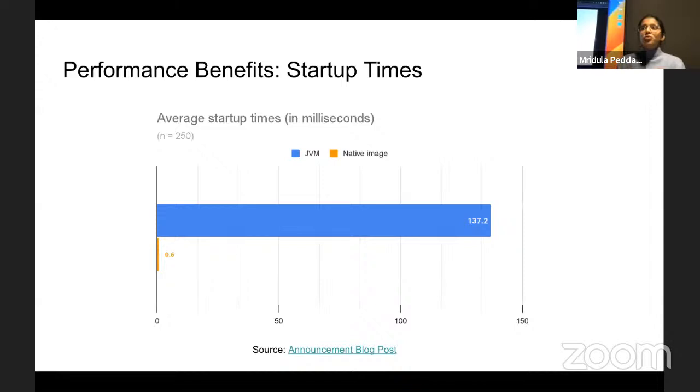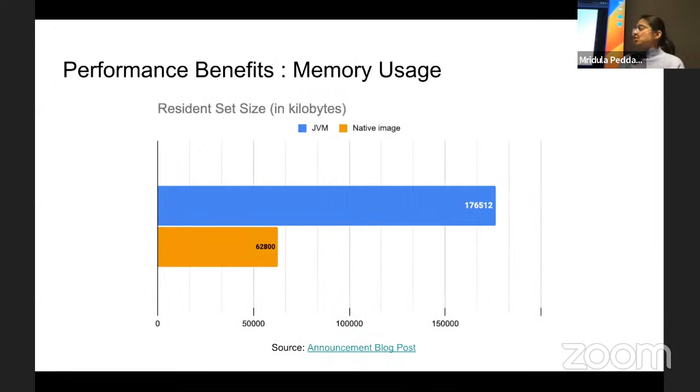Similarly, in terms of memory usage, when the resident set size, or physical memory in RAM, was measured for the two variations of the application, we observed that the native image app took about 62.8 MB, or 62,000 KB, of memory, whereas the standard Java app used about 176 MB, or 176,000 KB, as seen here. Again, the native image app ended up using less memory than the standard Java app.